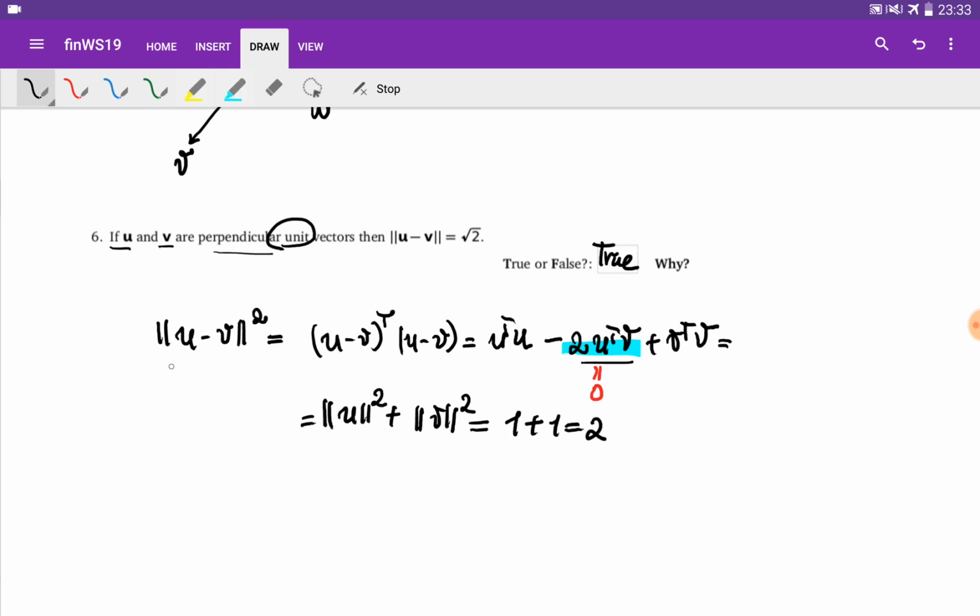So U minus V in the square is equal to 2. It means that U minus V, its norm, is equal to the square root of 2.